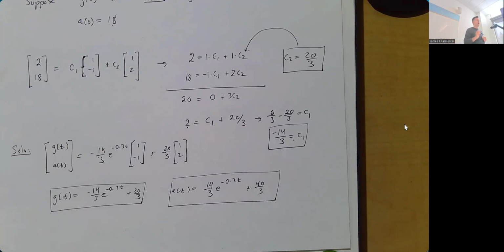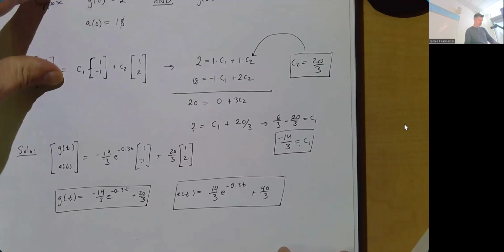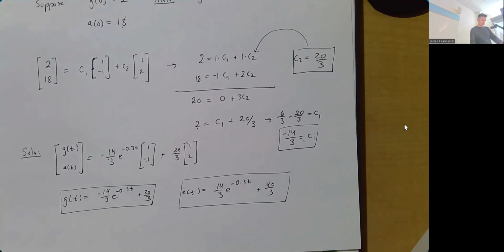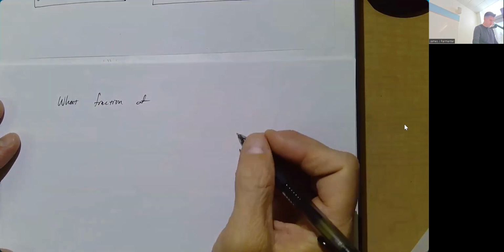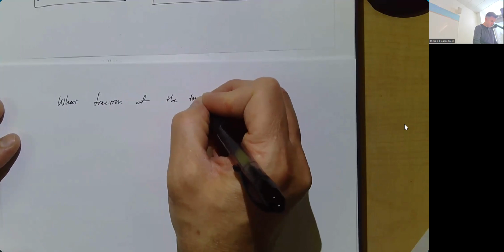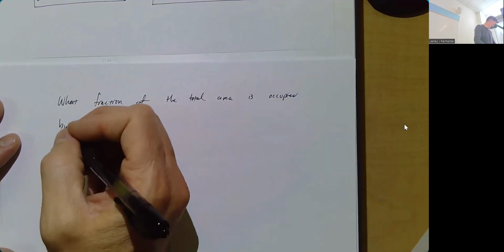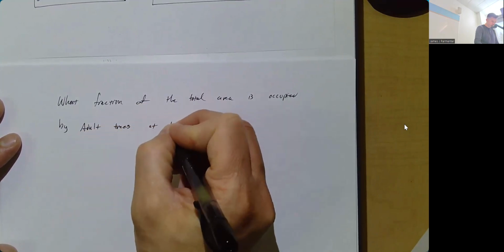The last thing we typically like to ask about this kind of problem is some sort of ratio. So the question we really want to ask is the second question here, but I'll ask the first question first. So we might start off by asking, what fraction of the total area is occupied by adult trees at time t?